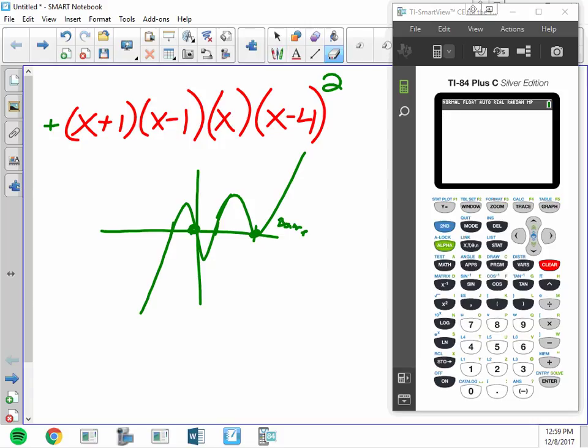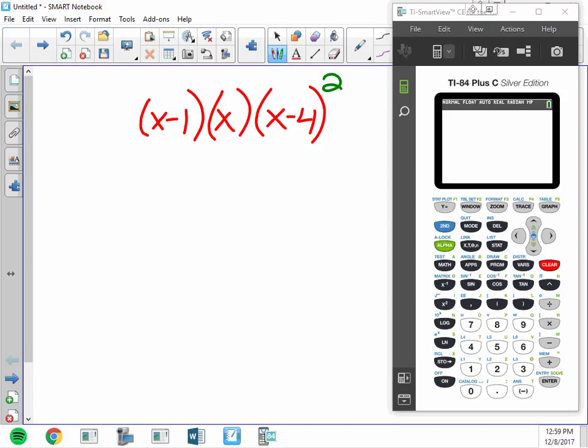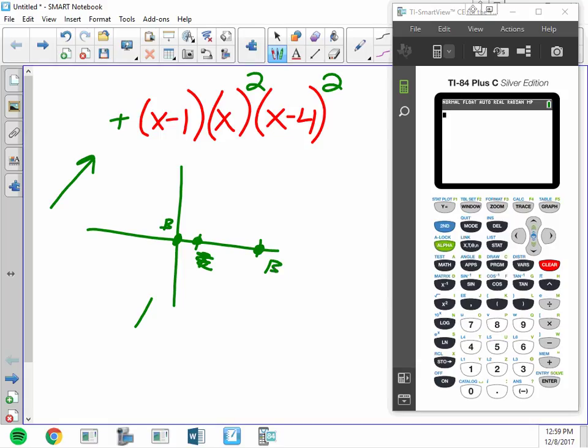Okay. What if I got rid of this one and I squared this? So now I draw my roots. 0, 1, and 4. Those are my roots. And again, it's positive, which means we go that way. So we're going to come up. This one is a bounce. Nope, sorry. This one is a bounce, and this one is a bounce. So we come up and bounce, straight through, and bounce.